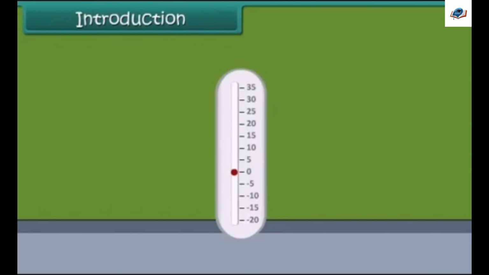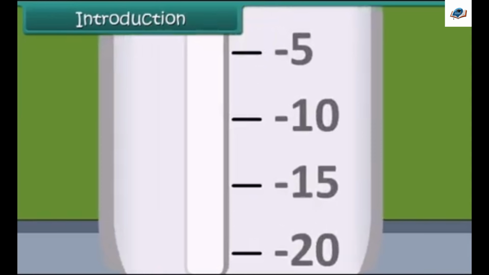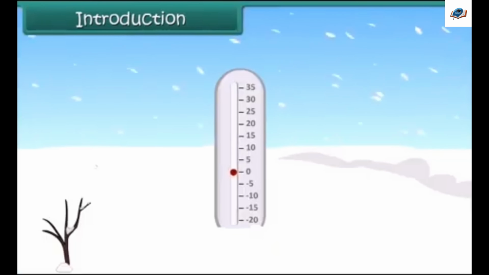Introduction. Sometimes we need to use numbers with a negative sign. The most common area is while expressing temperature. In cold regions, the temperature goes below zero and is expressed as negative numbers. In this lesson, we will learn about the collection of negative numbers, positive numbers, and whole numbers, that is also known as integers.